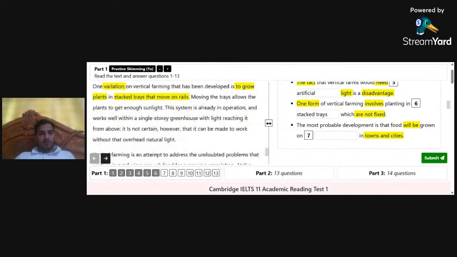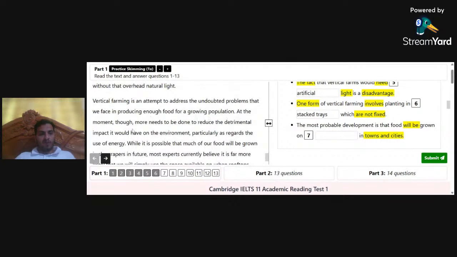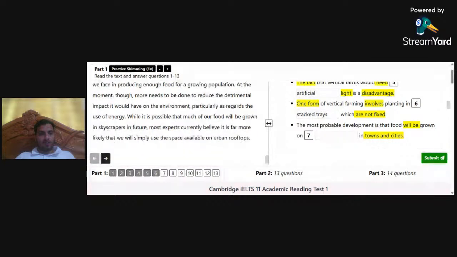Okay, a greenhouse, a single story greenhouse, natural light, and food for the population. Food will be grown. While it is possible, it is probable. Much of our food will be grown in skyscrapers in future. Most experts currently believe, most experts, the most probable. So there are two possibilities given. One is growing food on skyscrapers, and one is related to experts.